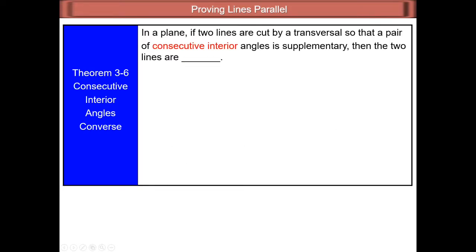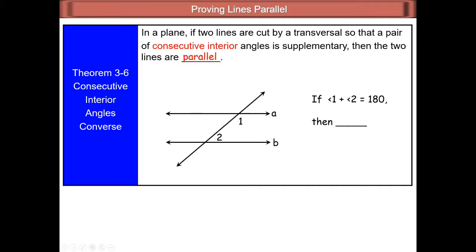So in a plane, if two lines are cut by a transversal so that a pair of consecutive interior angles is supplementary, then the two lines are parallel. So if angle 1 plus angle 2 is equal to 180, they are supplementary, and then we know that line A is parallel to line B.